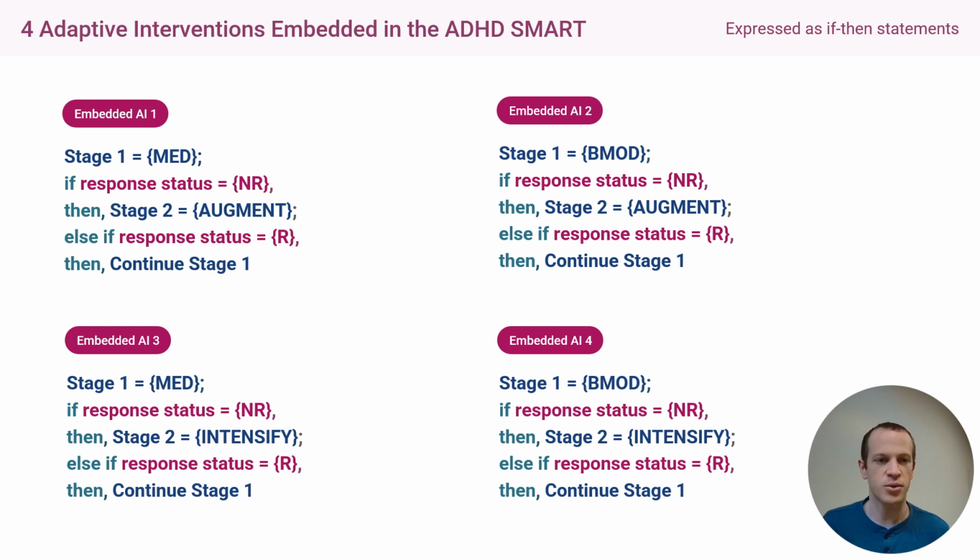As a reminder, within this study, there are really 4 embedded adaptive interventions. There are 2 that start with medication, 2 that start with BMOD, and then within each of those pairs, one will assign the participant to augment if they are a non-responder, the other will assign to intensify if they're a non-responder. And otherwise, all of them continue. So those are the 4 embedded adaptive interventions.